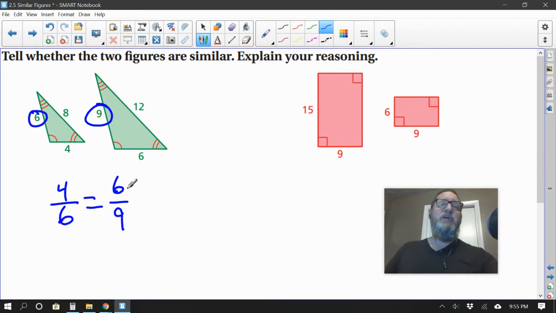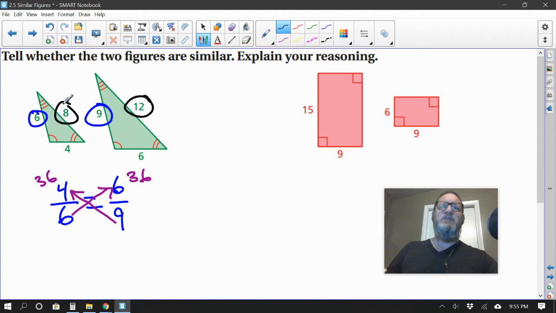Okay, but another way is those cross products. So 6 times 6, well, that's 36. 9 times 4, that's also 36. So looking good so far. But did you notice they gave us another side over here? So let's also do one with these two sides. All right, let's give that a try.